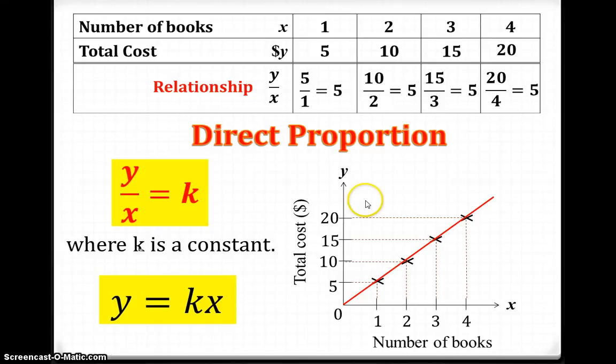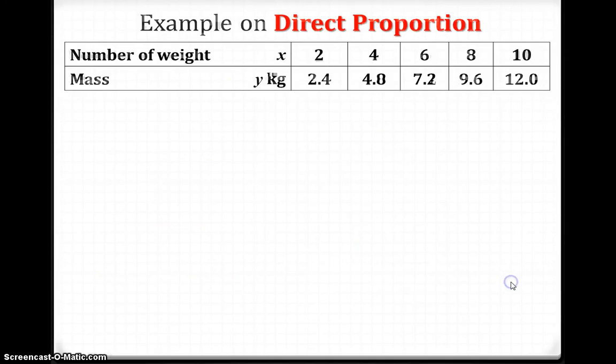Another way to tell whether a set of data is in direct proportion or not is through plotting the graph and see whether the straight line graph passes through the origin. If it's passing, this is a direct proportion. So far so good. Let's move on.